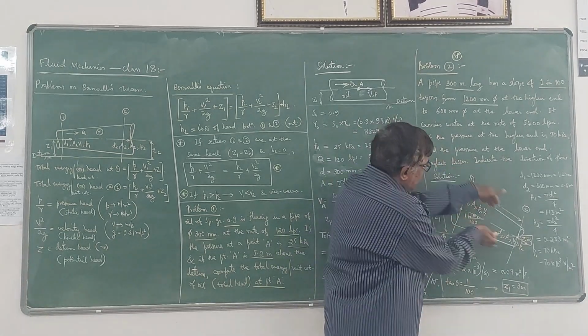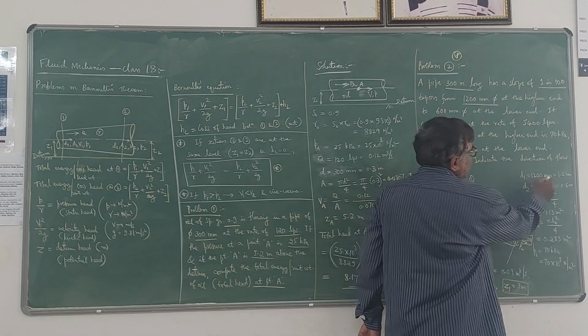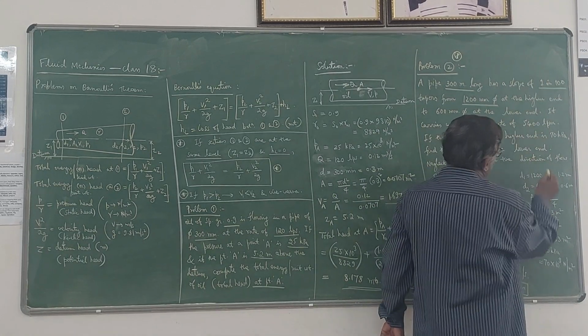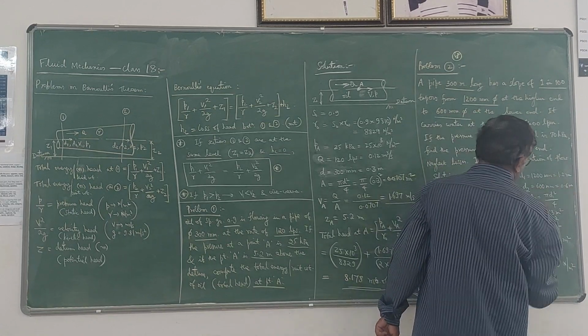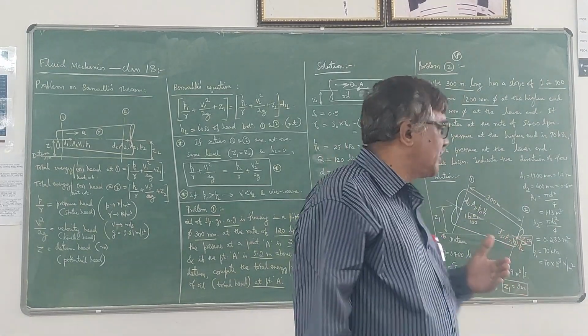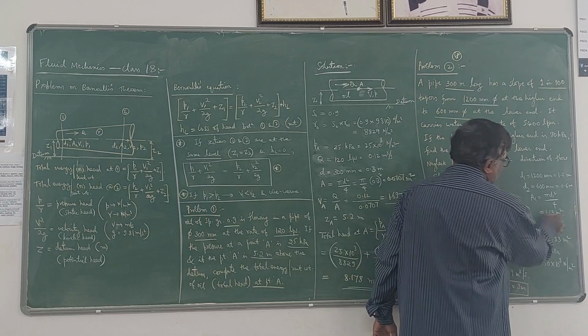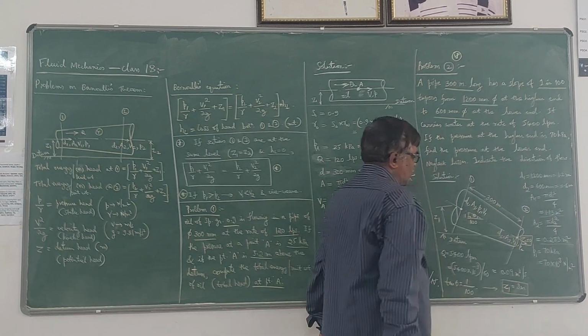1 is the higher end, 2 is the lower end. So it is tapering. Here the diameter D1 is 1200 mm, which you can convert to 1.2 meter. D2 at the lower end is 600 mm, which is 0.6 meter. Now from the diameters we can calculate the areas A1 and A2. A1 is pi d1 square by 4, which gives 1.13 meter square. A2 is pi d2 square by 4, which gives 0.283 meter square.